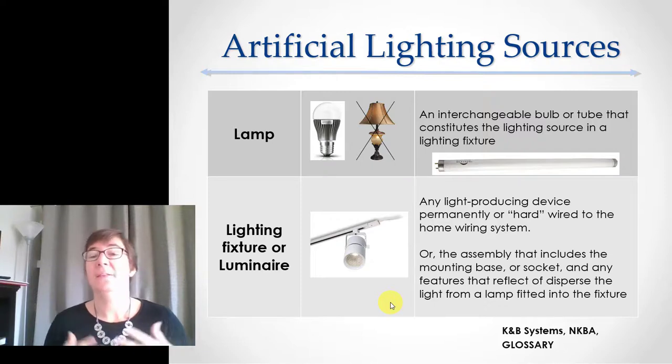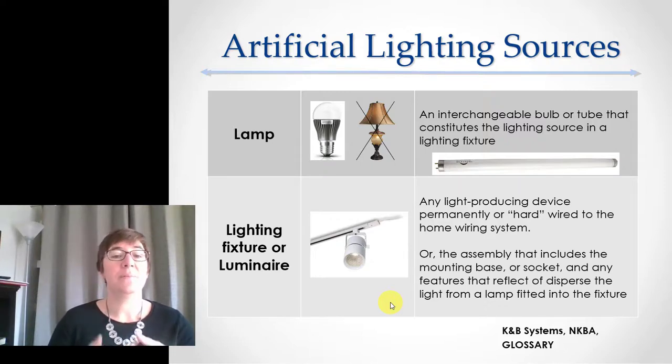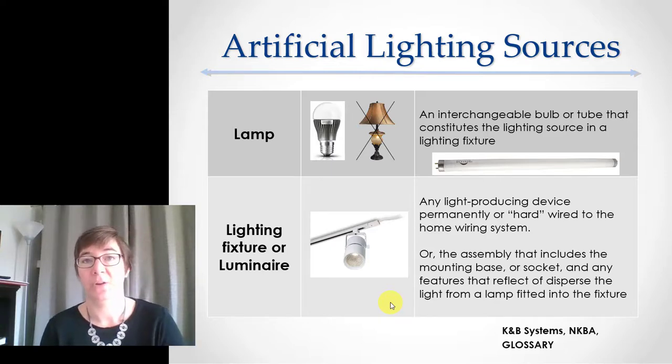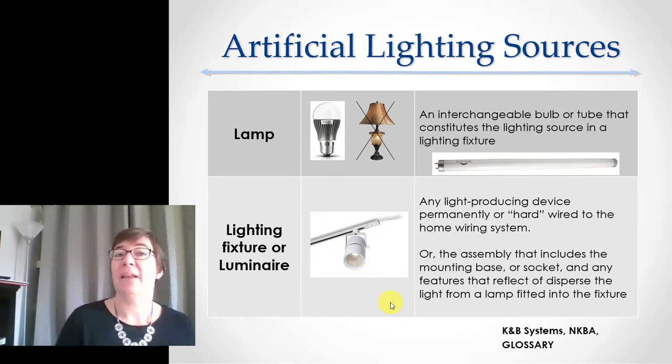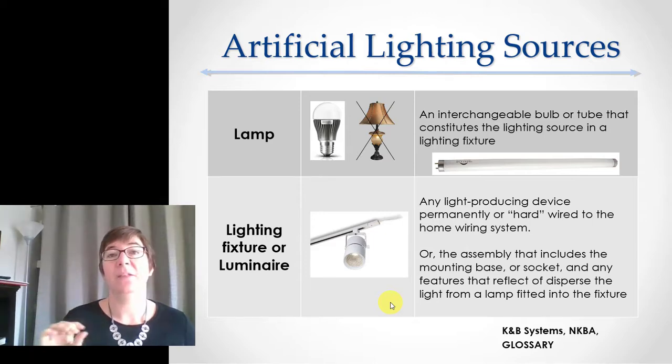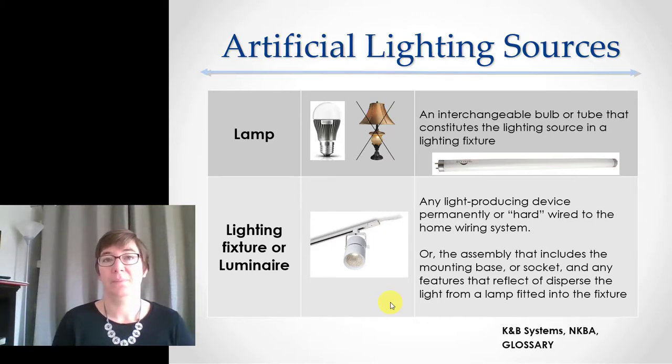Or the assembly, and it includes the mounting base, the socket, and any features that reflect or disperse the light from a lamp and that are fitted into the fixture. Okay. So that's the definition of a lighting fixture or luminaire. All right, so we're being very, very specific about these terms.